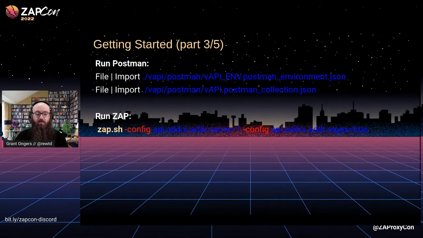Then I want you to run Zap. Running Zap with those two switches will give you a Zap environment that's set up to act as a proxy for your API, and we'll be able to use Zap to hack the API.